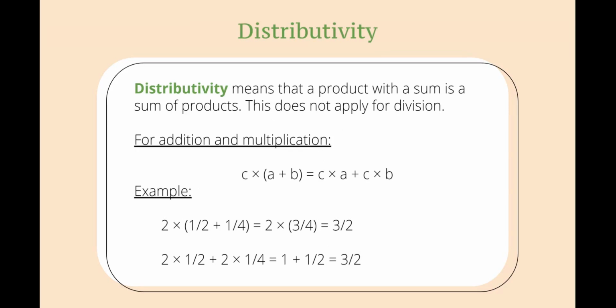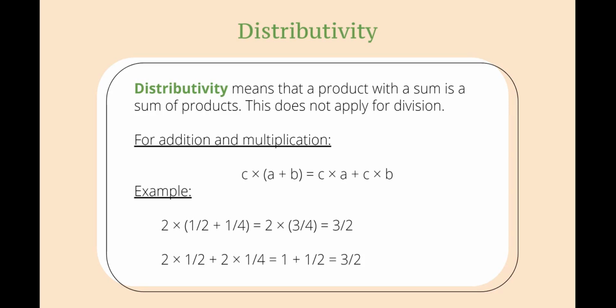Distributivity is a property that means that a product with a sum is a sum of products. This does not apply for division or subtraction, only addition and multiplication. This means that c times a plus b is equal to c times a plus c times b. Let's look at an example.